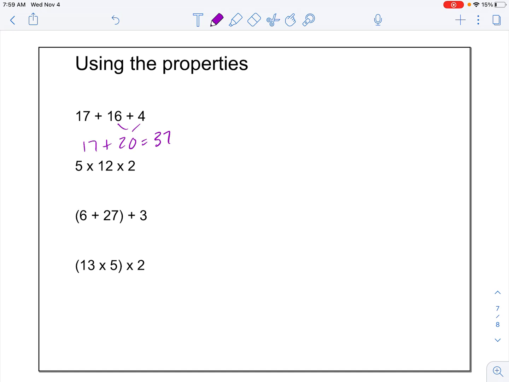So sometimes moving them around just makes your life a little easier. So like, let's look at this one, 5 times 12 times 2. Well, I don't want to do 5 times 12. I want to do 5 times 2 because I know 5 times 2 is 10. So then that's 10 times 12, and my answer is really easy, 120. But again, all multiplication. So this was an example of the commutative property.